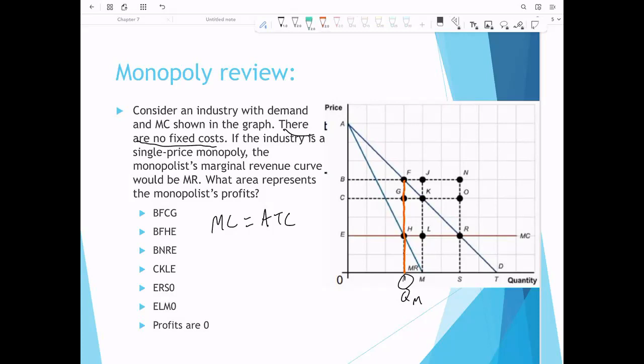So we can go over to our price, which is going to be right here. So our price is B. So the price the monopolist gets is B. And then we know that it's the price minus the average total cost for each unit that gets sold, so it's going to be this rectangle here, which is BFEH, and that's also known as BFHE, so it's the second answer.